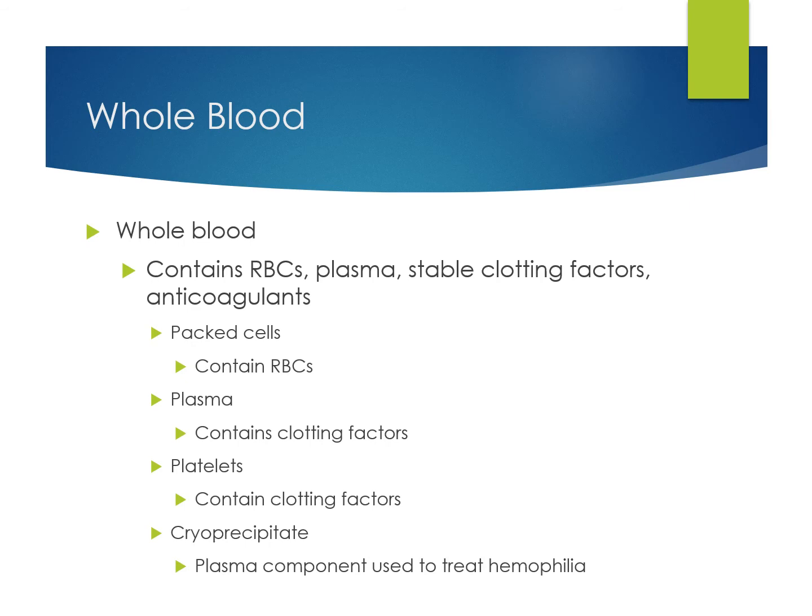Cryoprecipitate is a plasma component used to treat hemophilia A, von Willebrand's disease, and a lack of factor 13. So a lot of times people aren't going to receive the whole blood, they're going to get some different type or component of blood.